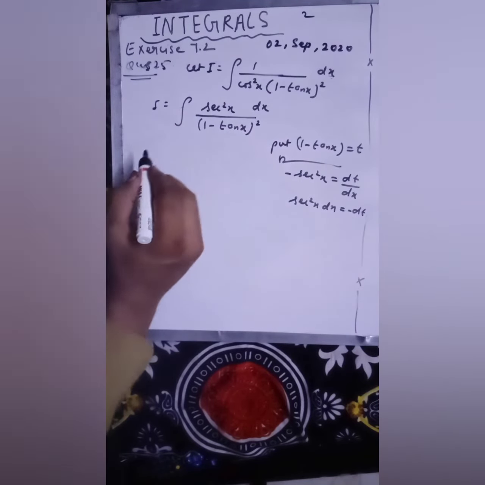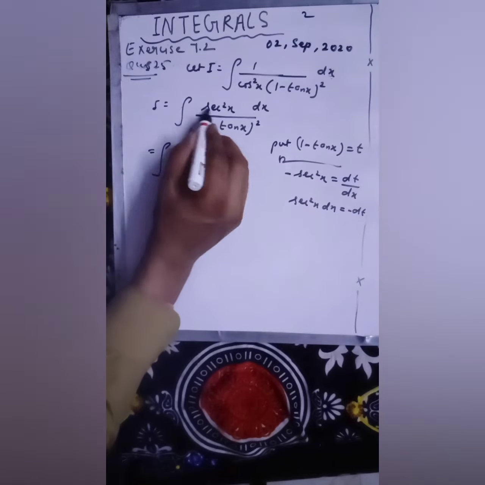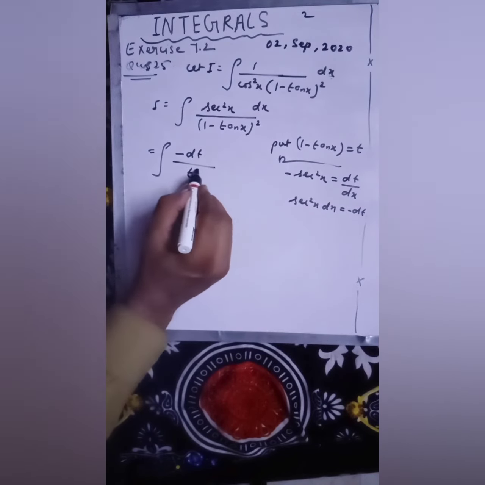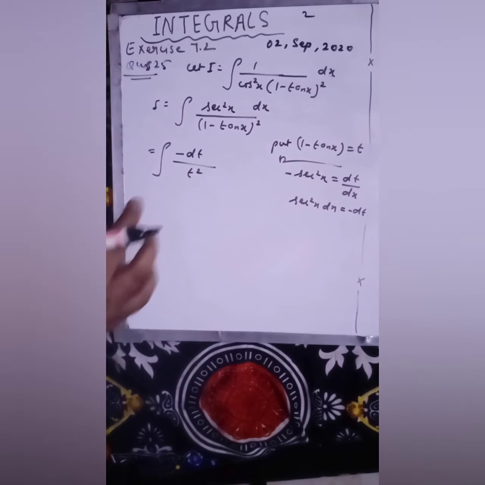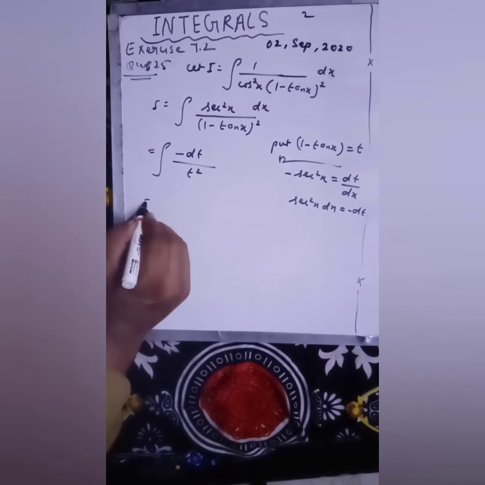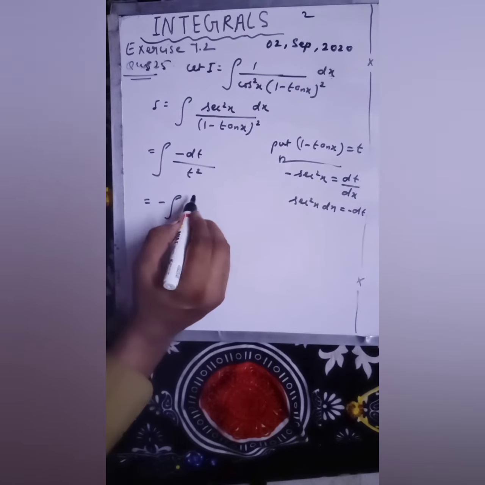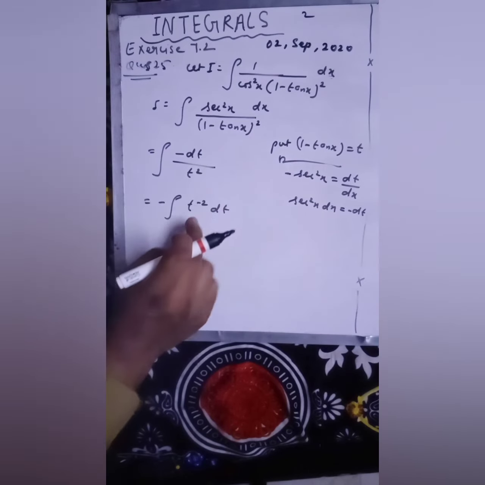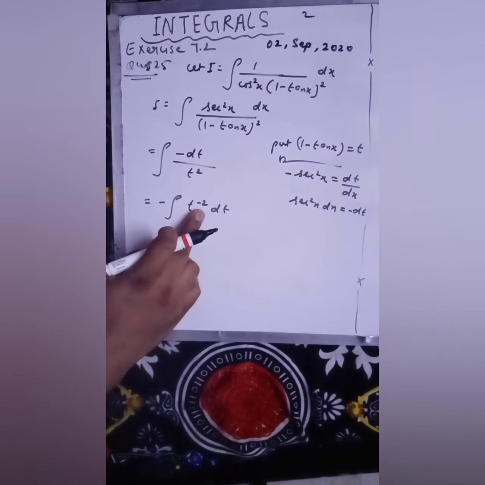So put here minus dt over t square, because the power is 2, so you have to write the power 2. Minus sign you have to shift outside, and I'm writing 1 upon t square as t raised to the minus 2.